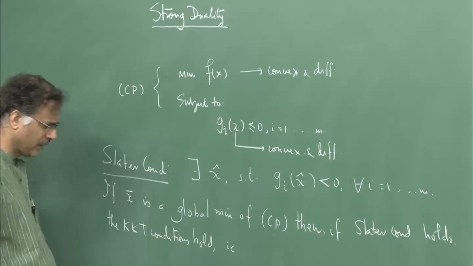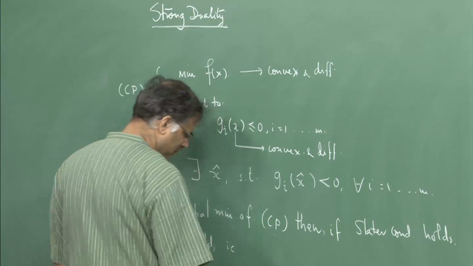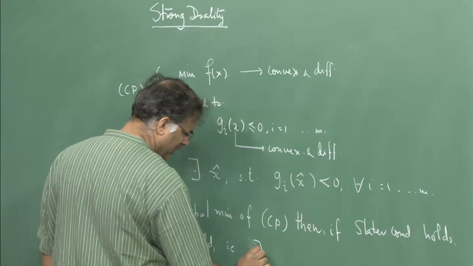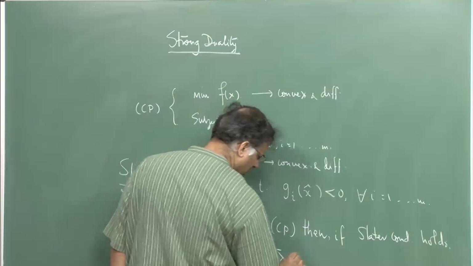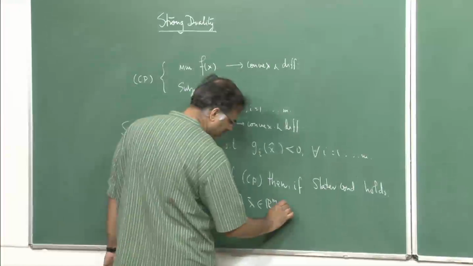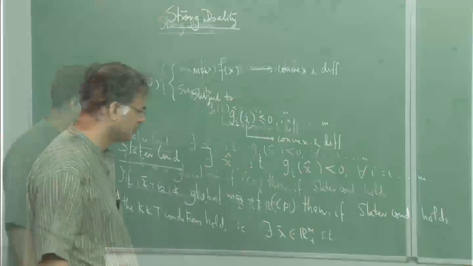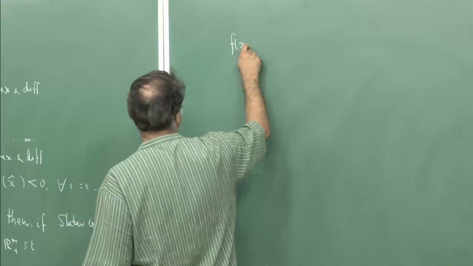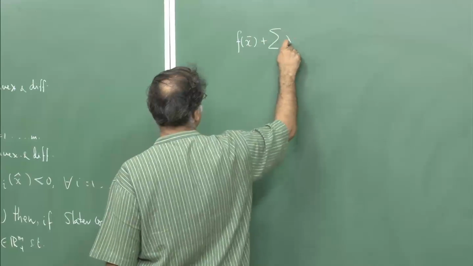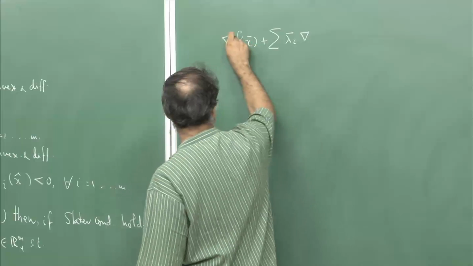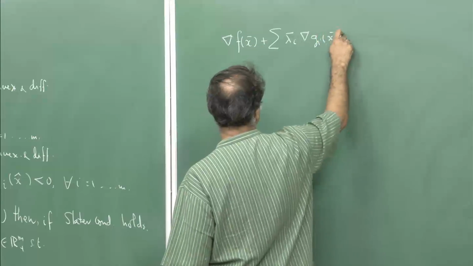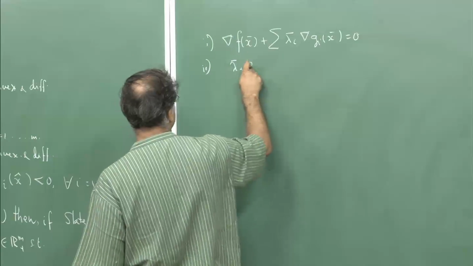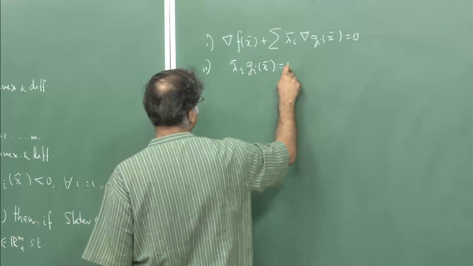That is, there exists lambda bar an element of R m plus such that the gradient of f at x bar plus the summation of lambda i bar times the gradient of g i at x bar is 0, and number 2 comes the complementary slackness condition, which we have mentioned many times, is 0.